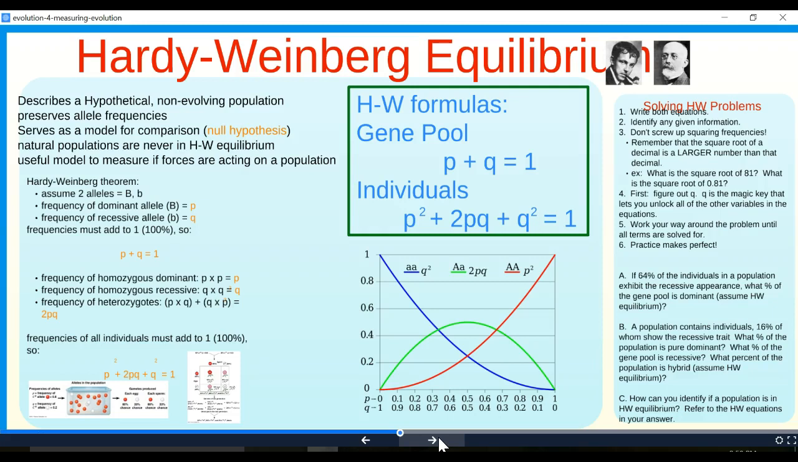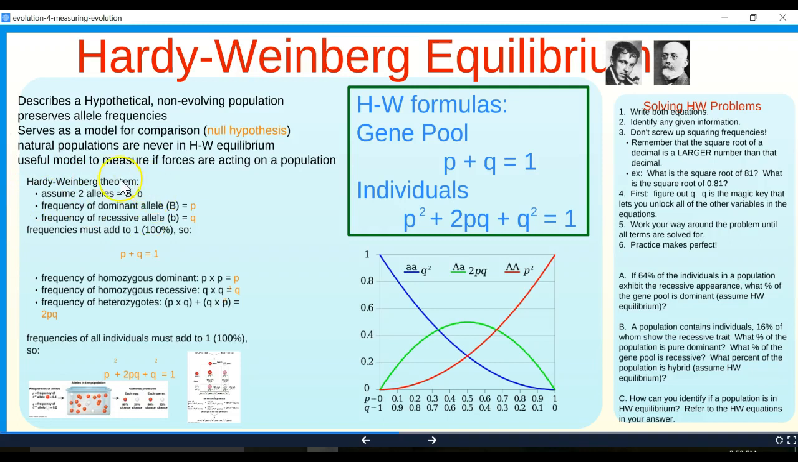So what we do, this is not a real population, but what we use it for is a model for comparison, a null hypothesis. We'll discuss more about what that is. This is important, this term, a null hypothesis. So it's going to serve as that model of comparison. Natural populations are never in Hardy-Weinberg equilibrium, but it is, again, a useful model to compare if forces are actually indeed working on a population.